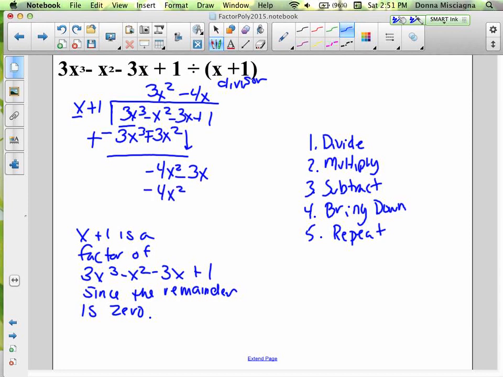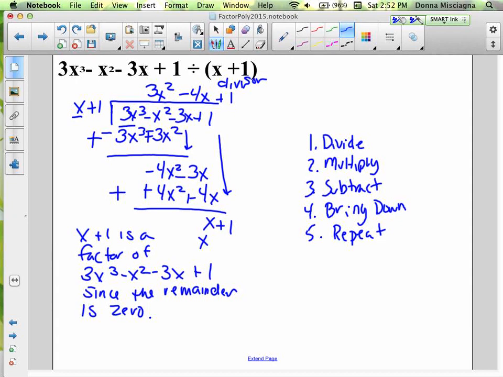Negative 4x times 1 is negative 4x. And then we subtract, which means to add the opposite. So negative 4x squared plus 4x squared, that's 0. Negative 3x plus 4x is x. And then we need 2 terms, so we're going to bring down our last term. And then we ask ourselves, what would we have to multiply x by to get x? Of course, that would just be 1. So 1 times x gives us x.